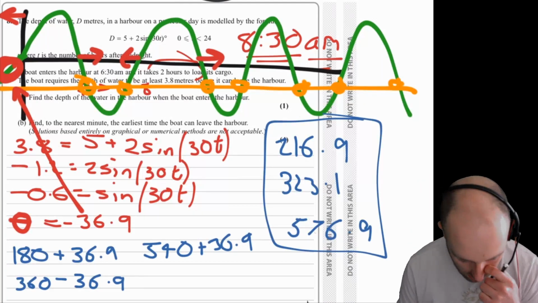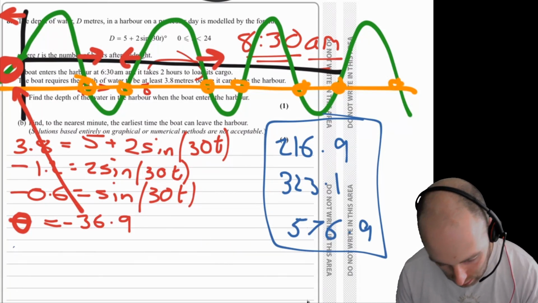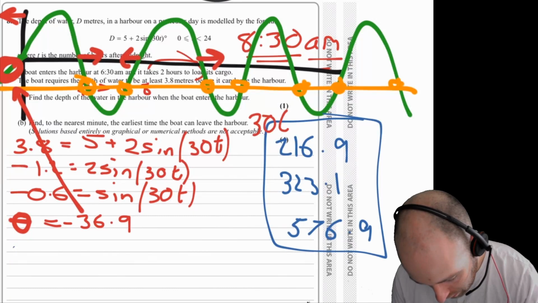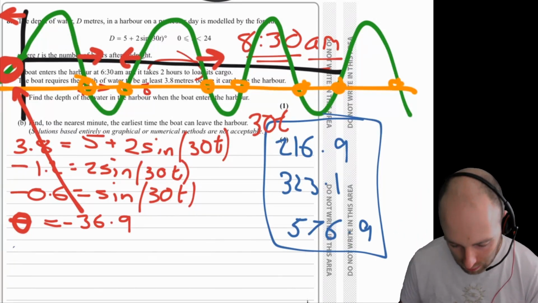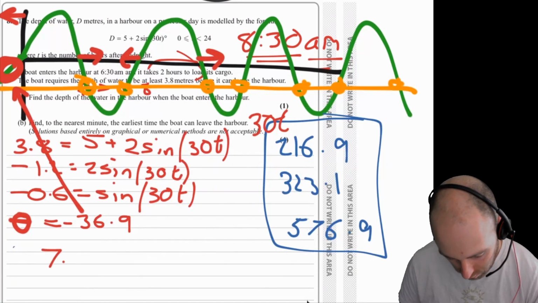We need to turn those into a time though, so we're going to divide those by 30. So those at the moment are 30t. I'll divide those by 30. We get 7.23.